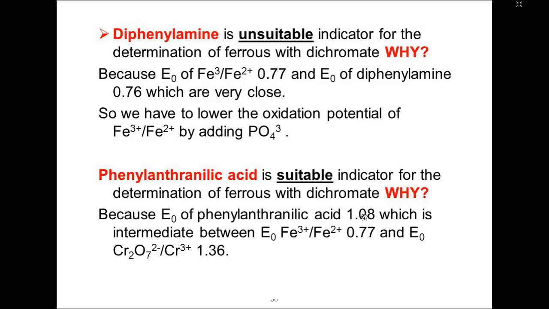We need to compare the values of the indicator and the reagent. If you compare these two values, 1.08 and 0.77, the difference is greater than 0.15. That is good. Now let's compare the value of the indicator with the other reagent. The other reagent value is 1.36 and the difference is higher than 0.15 volts. So that is good. That's why you can use phenylethylamine acid as an indicator for the determination of ferrous with dichromate.